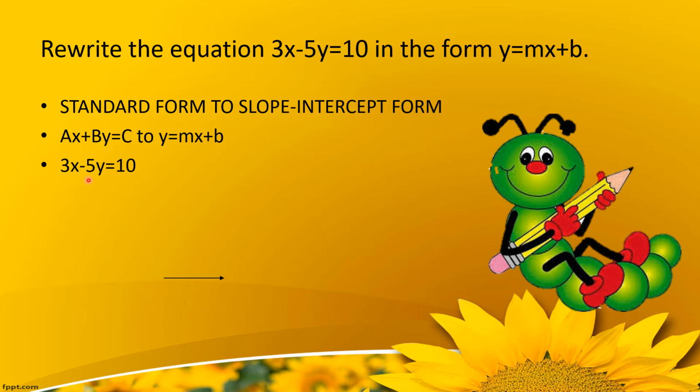So, diri aring dapita, we have x and y. But in the slope-intercept form, dapat y ra ang mabilin. So, unsaon man nato siya para si kaning term nga naay y ang mabilin. So, dapat ibalhin nato si 3x to the right side. So, kung ibalhin nato si 3x to the right side, mahimo siyang negative 5y equals negative 3x plus 10.